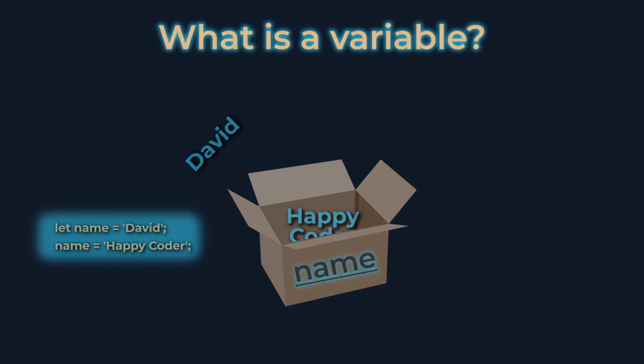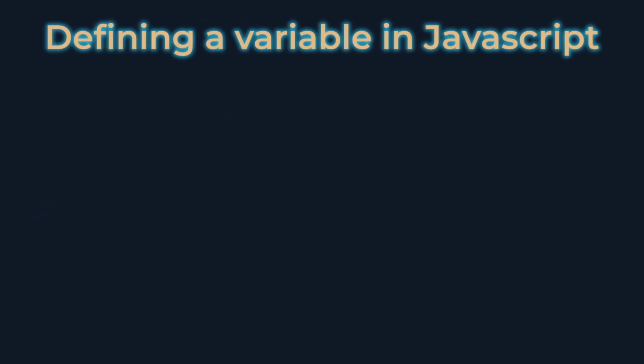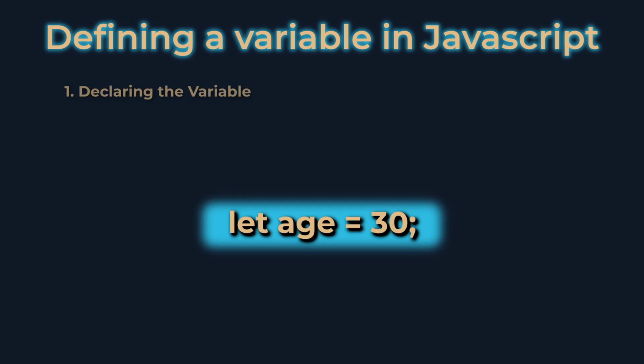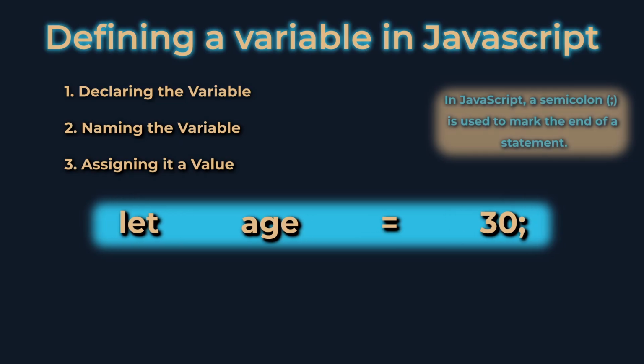When you define a variable in JavaScript, you're doing three things. 1. Declaring the variable. 2. Naming the variable. 3. Assigning it a value. Let's look at this line again.